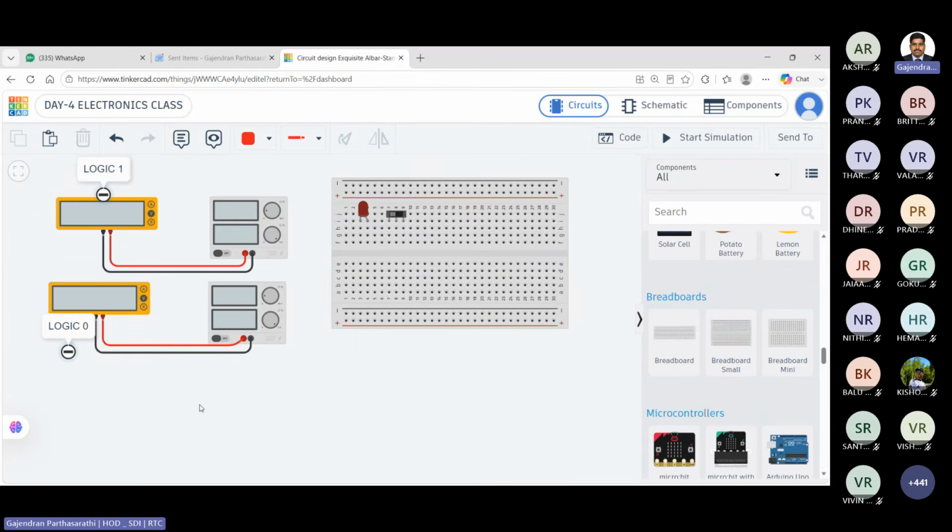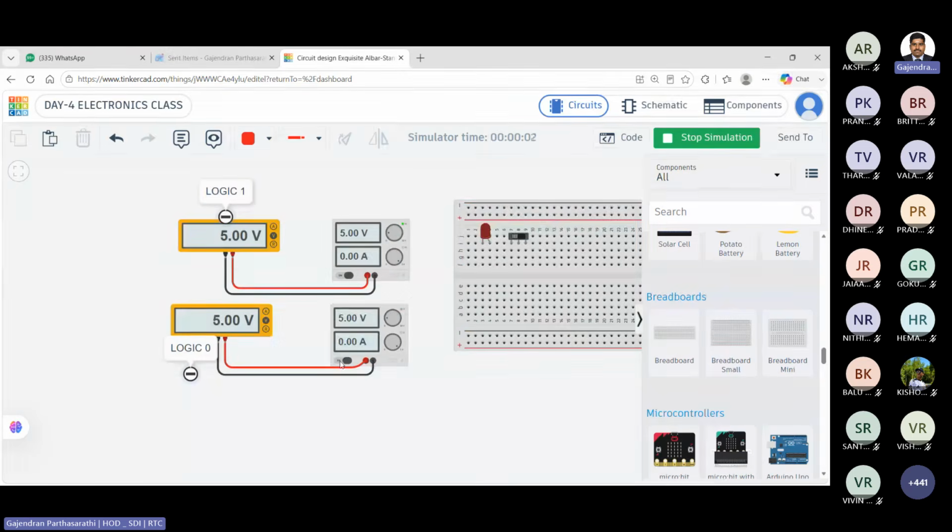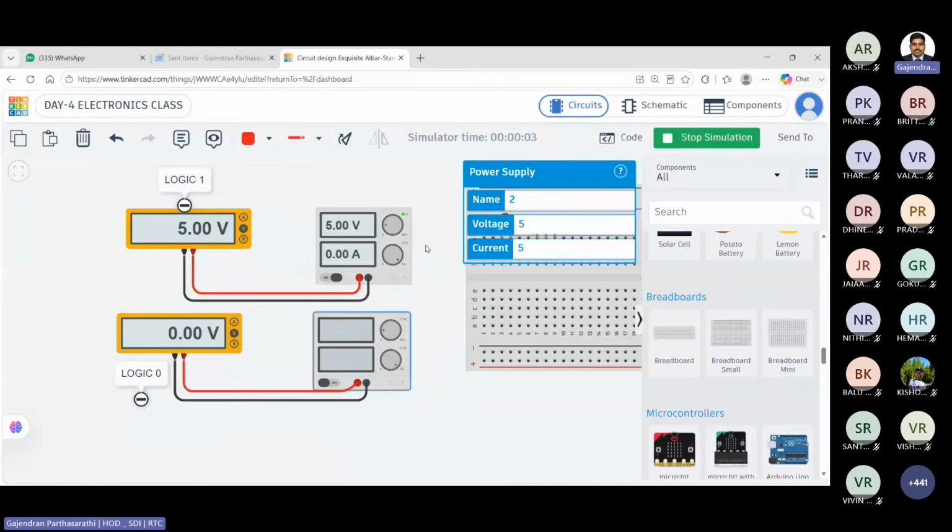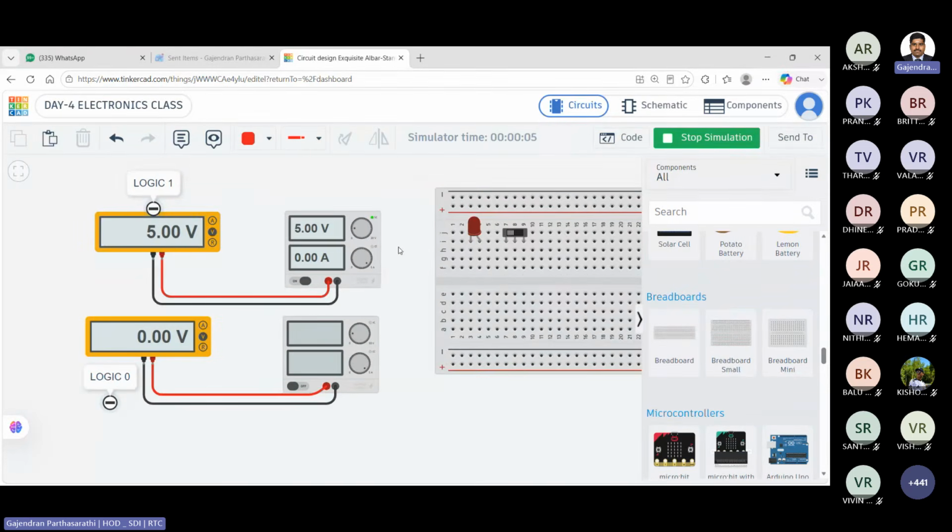So please take a screenshot of this circuit, or simply note down this circuit diagram in your notes. Mention this is the example of logic 1, this is the example of logic 0. If you are not clear on this concept, please ask your question in the chat right now.